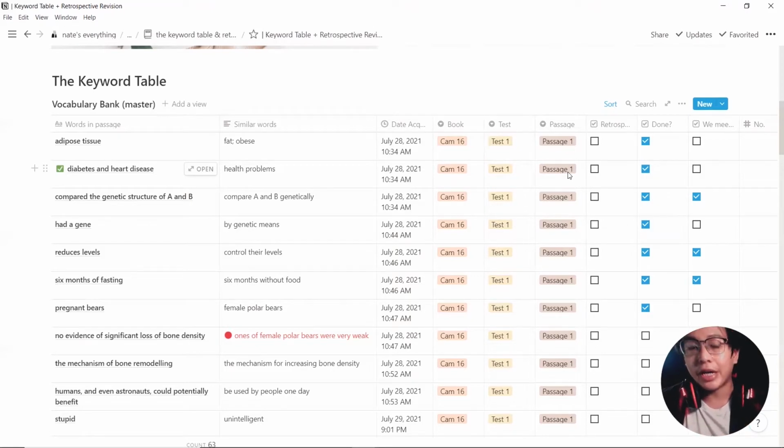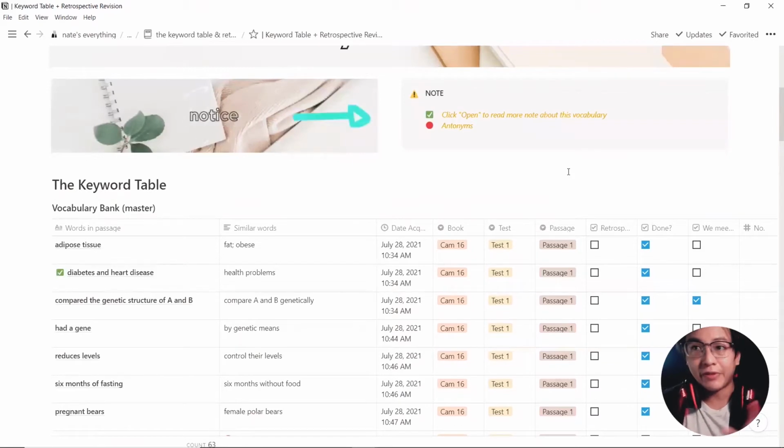So I integrate a technique called retrospective revision, which actually comes from a video by my favorite YouTuber. His name is Ali Abdul. And the link to his video will be somewhere in the video, maybe in the comments. What I want to show you is how you would learn, then remember, and then use the words effectively.